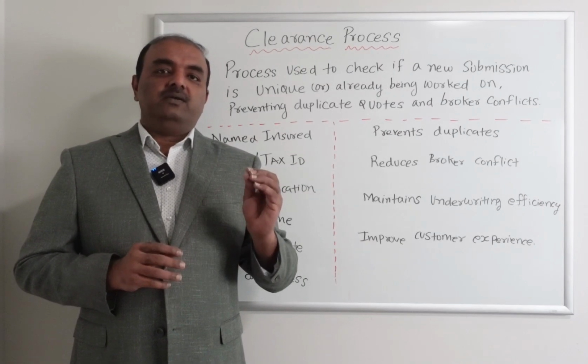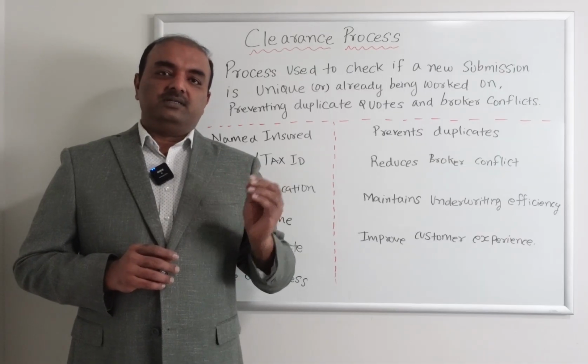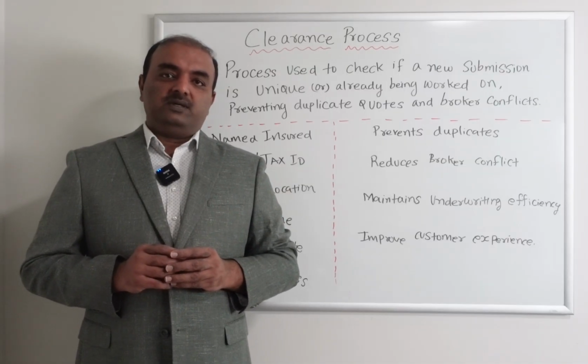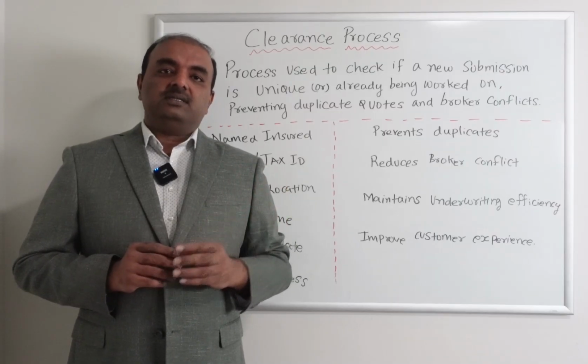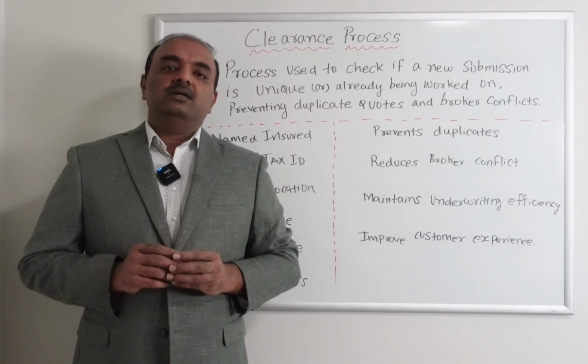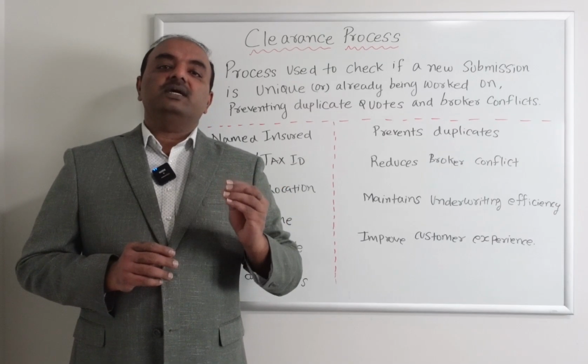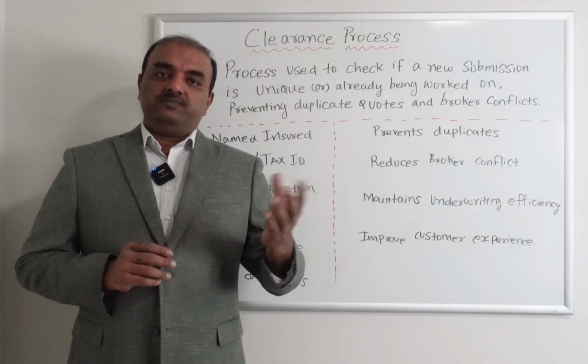Today I am going to explain what you mean by clearance process in property and casualty insurance. In the simplest way, clearance is a process that is done by the insurance company to make sure there are no duplicate submissions for the same customer.